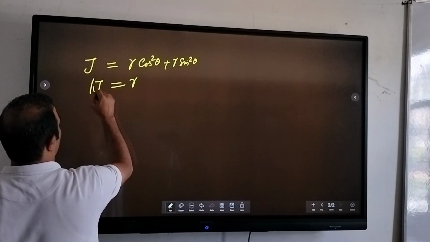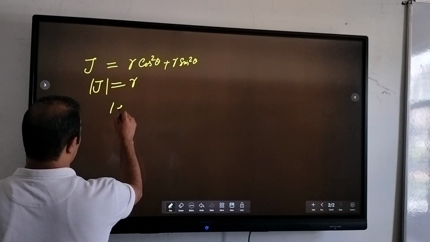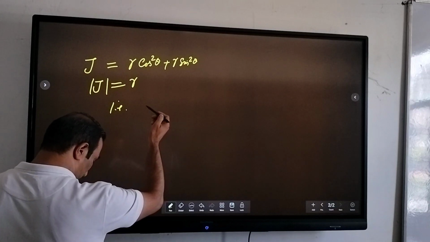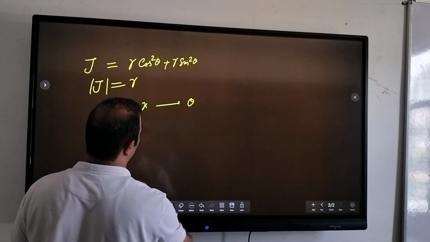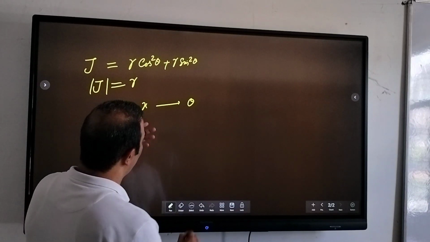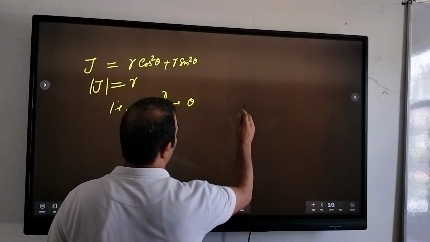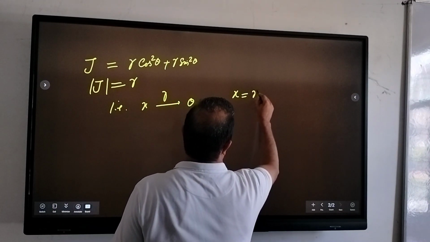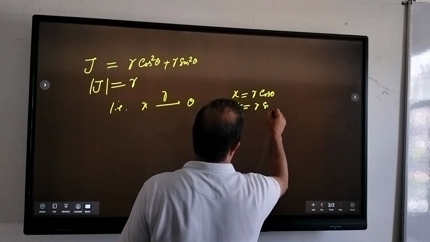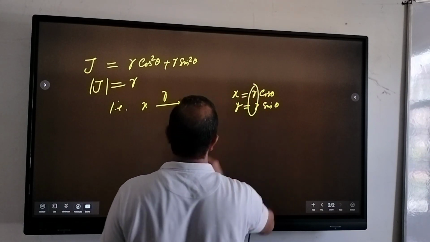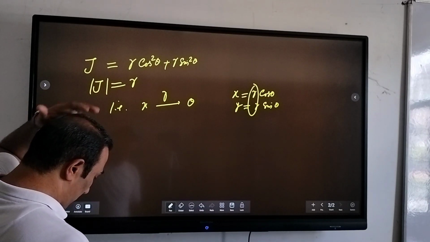So that means our Jacobian will be simply that r. So if we go from x to theta, you need to multiply that by r. That r is simply your Jacobian. If we are writing x equal to r cos theta and y equal to r sin theta, this basically is our Jacobian.